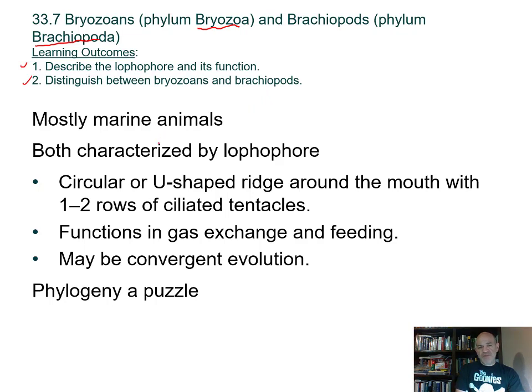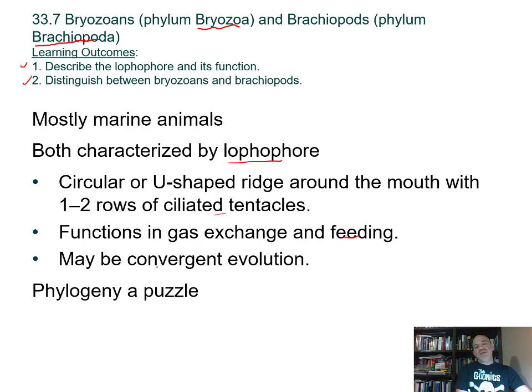They are mostly marine animals. Both are characterized by having that lophophore. That lophophore, remember, is that U-shaped structure around the mouth, or circular. It's going to have those tentacles with cilia. And there may be 1 to 2 rows of that. And the function there is to help bring food particles in and for gas exchange. So for feeding and gas exchange.